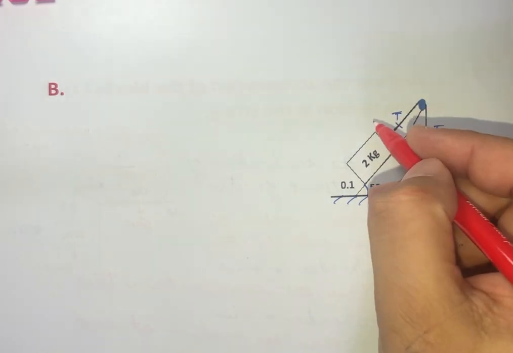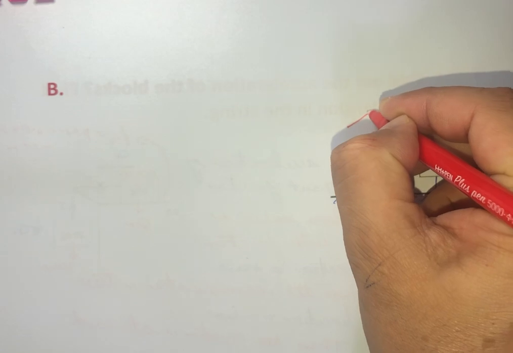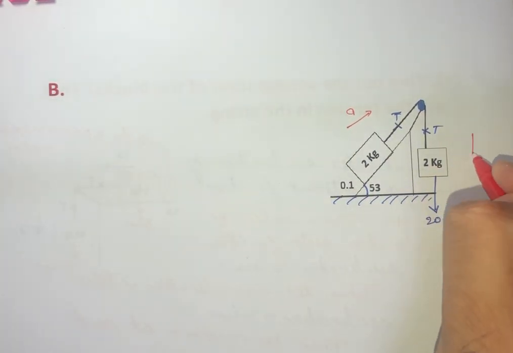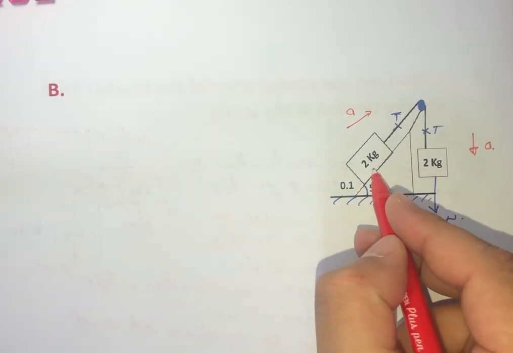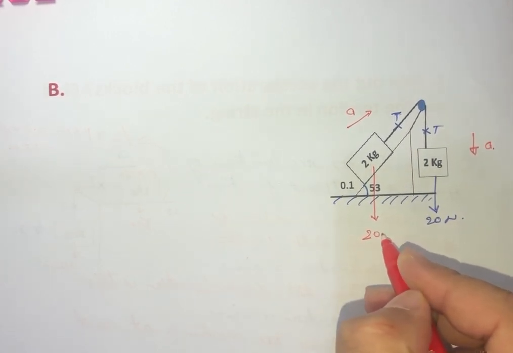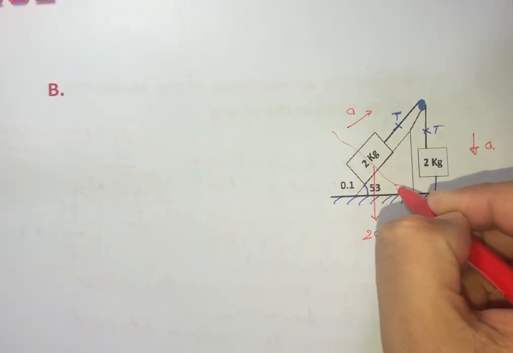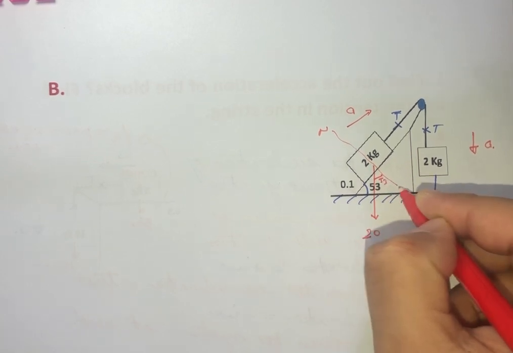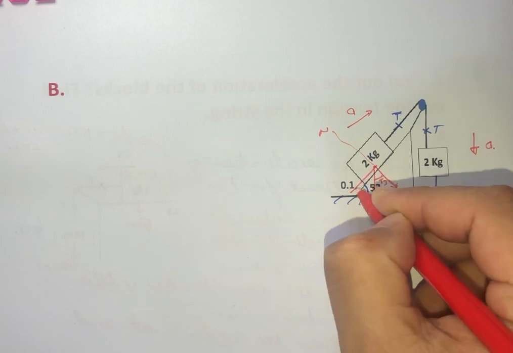and we assume that the 2 kg is going up with the acceleration A, so this 2 kg will be coming down with the acceleration A. And here we are going to have 20 Newton, and we can divide this into two components. This will be our normal, this will be 53 degrees, and there will be two components.